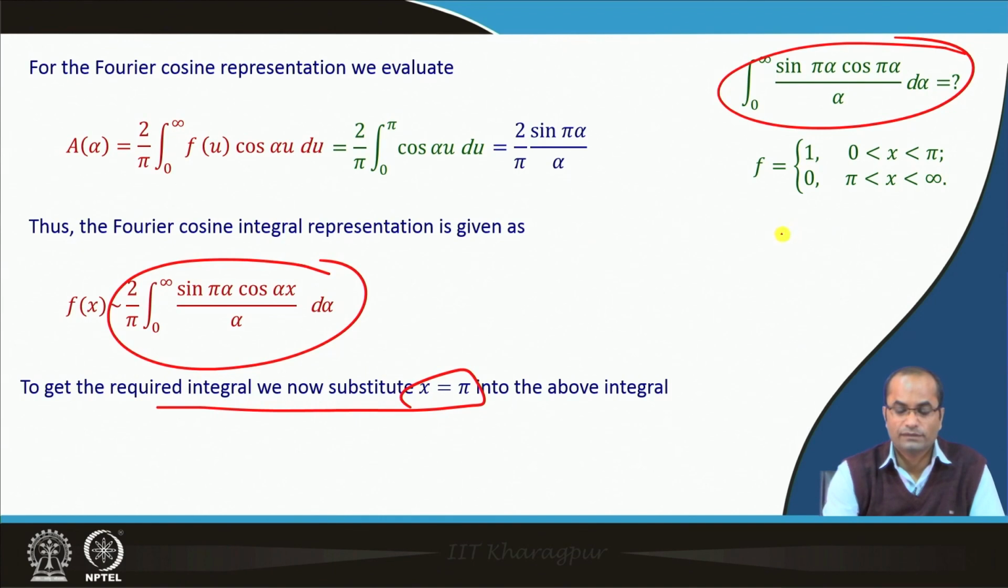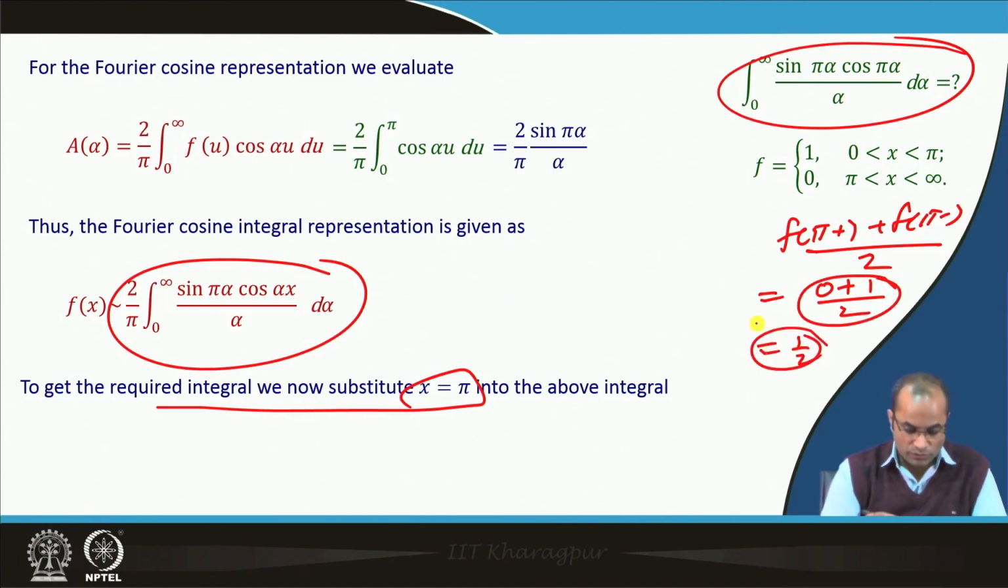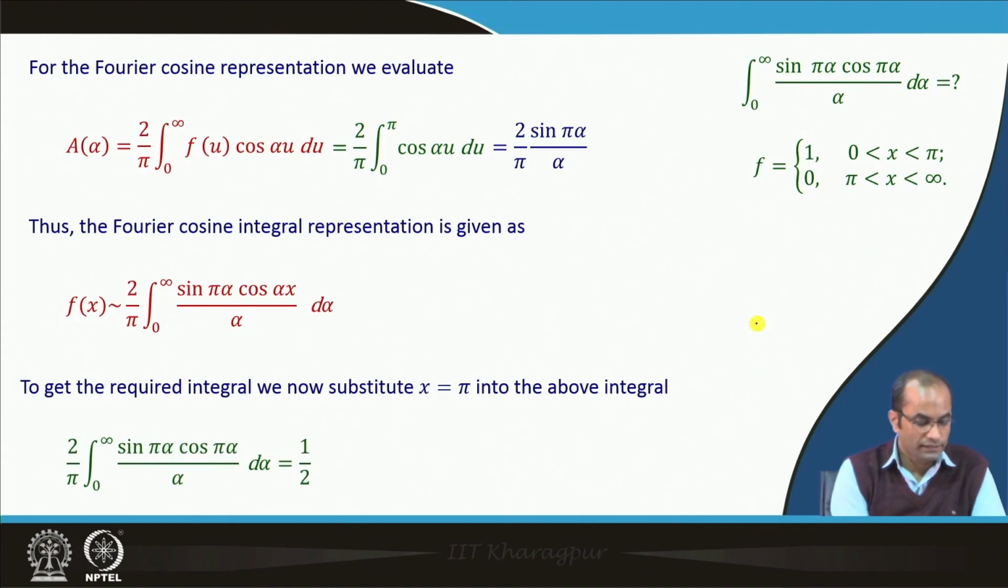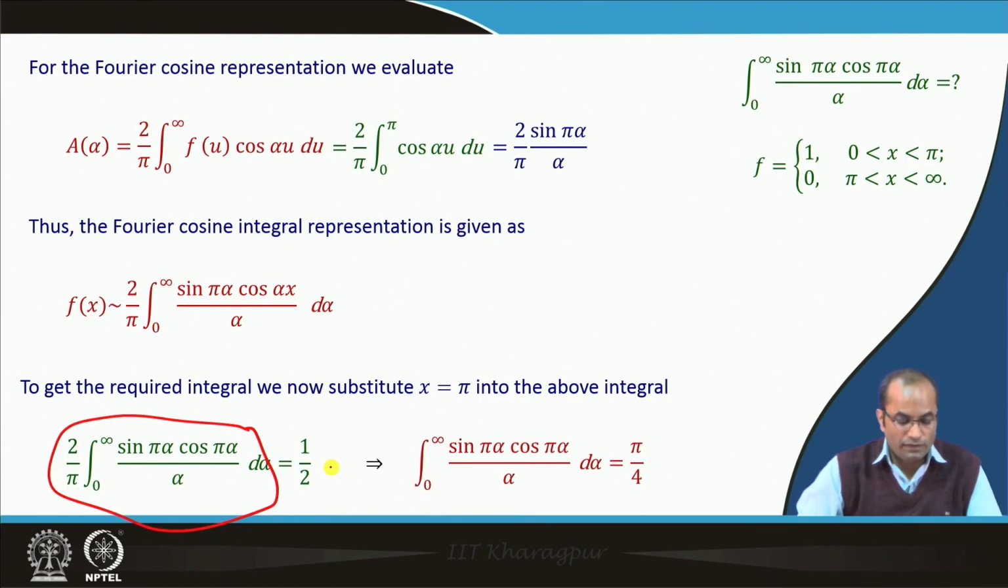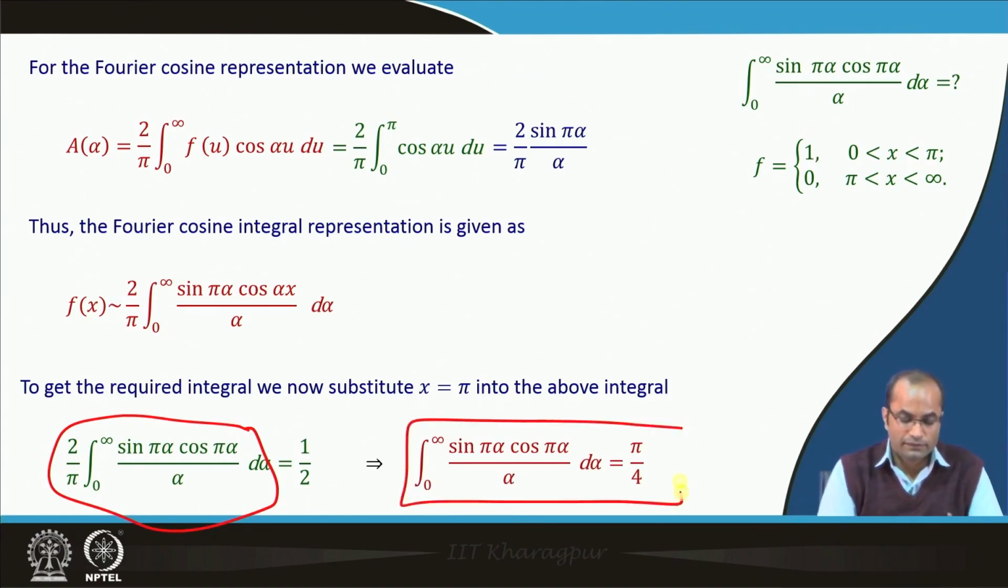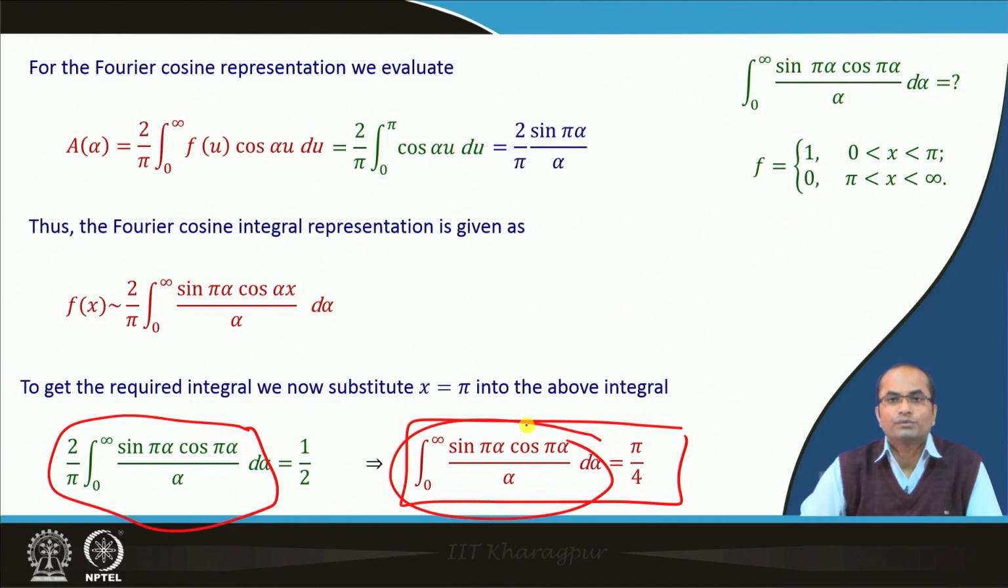Now, at x equal to pi, this integral will converge to the average value, f(pi plus) and f(pi minus) divided by 2. So, f(pi plus) we have 0 and f(pi minus) we have 1, divided by 2. So, the value is 1 by 2. Then this integral is equal to half, and again we have the value pi by 4 for this integral. So, such complicated integrals can easily be computed with the help of this convergence theorem and this Fourier integral representation.